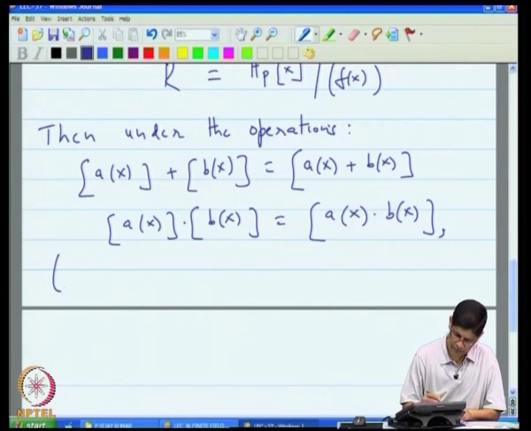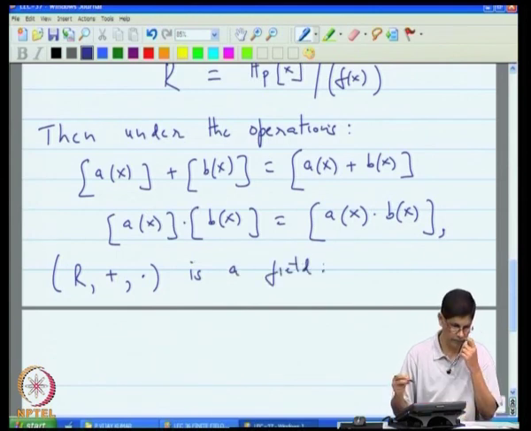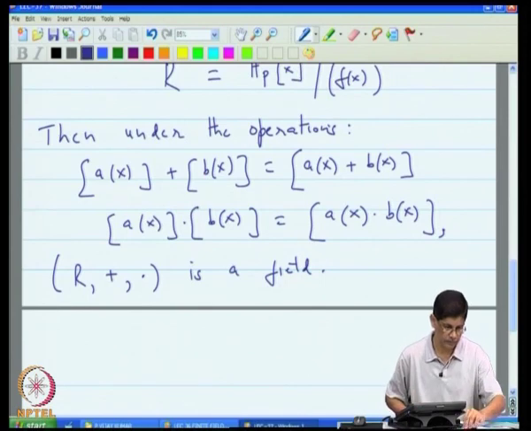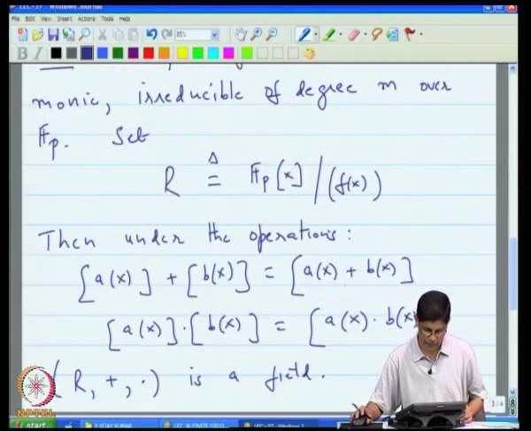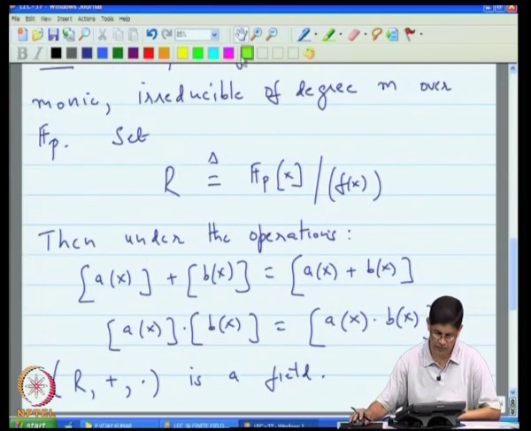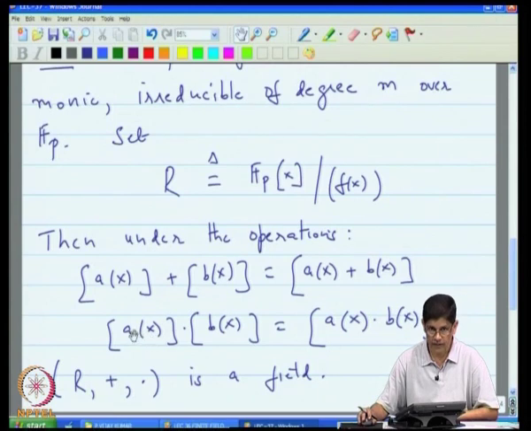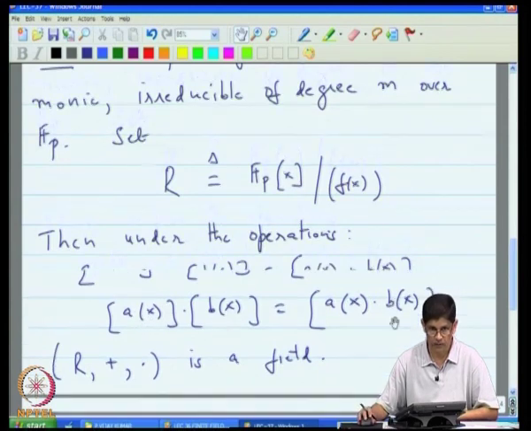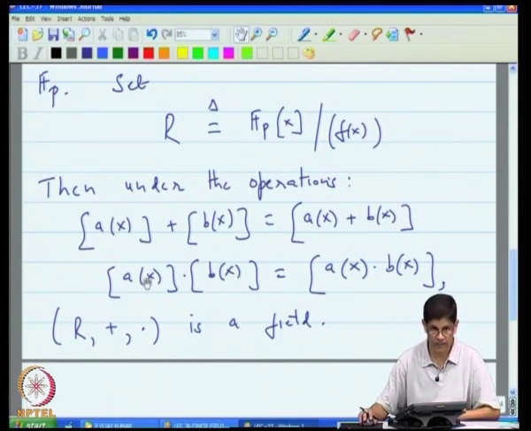Then under these operations, if you consider R plus dot, it is a field. Now, when a mathematician, first of all let me just try to explain this. What this is saying is that you define an addition operation between two equivalence classes by taking a representative from each of the equivalence classes and defining the sum of the equivalence classes to be the sum of the representatives. Similarly, if you want to multiply two equivalence classes, you take a representative from each, multiply them and pass on to the equivalence class of their product, and define this to be the equivalence class that is the product of these two.